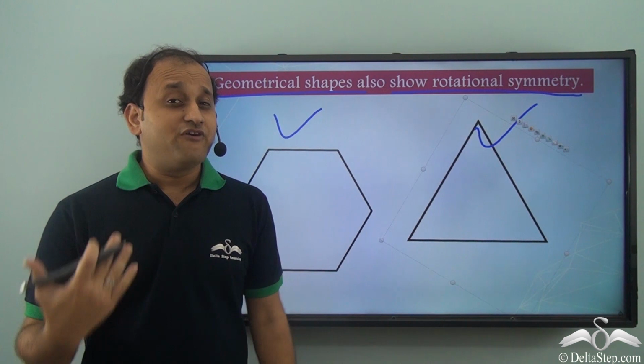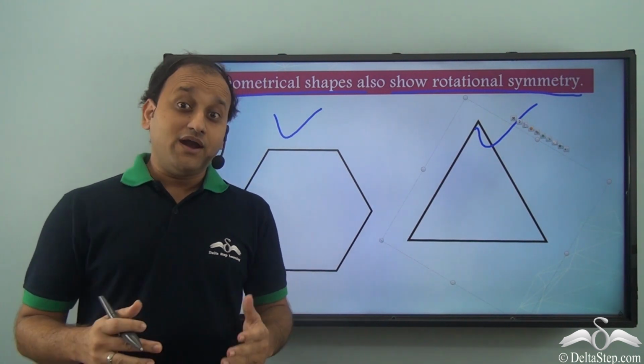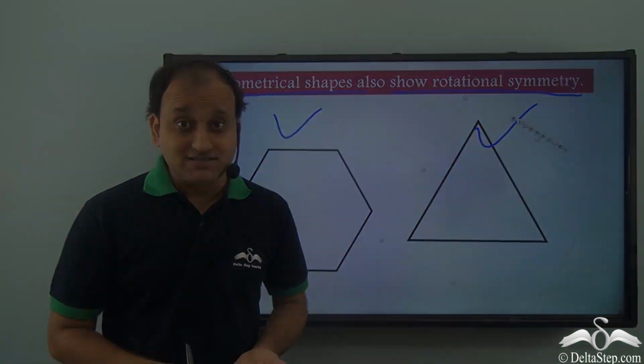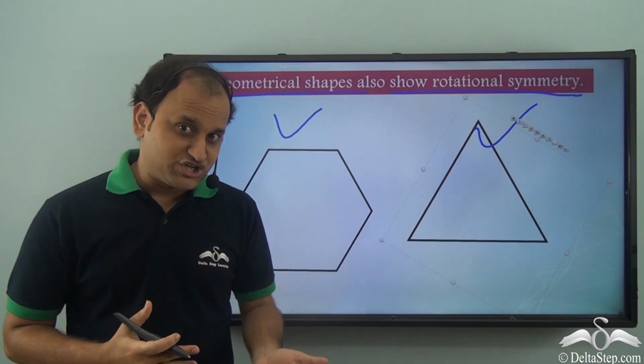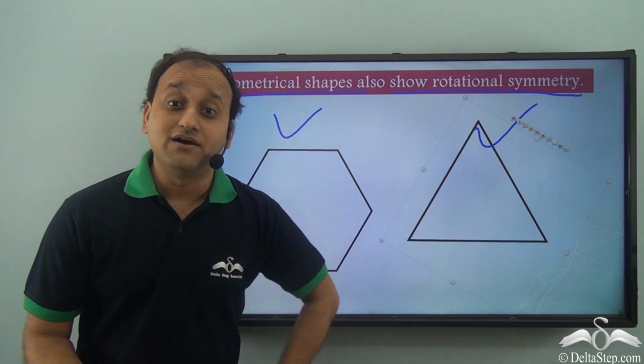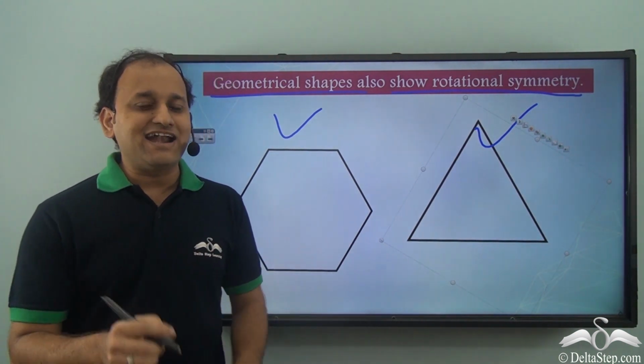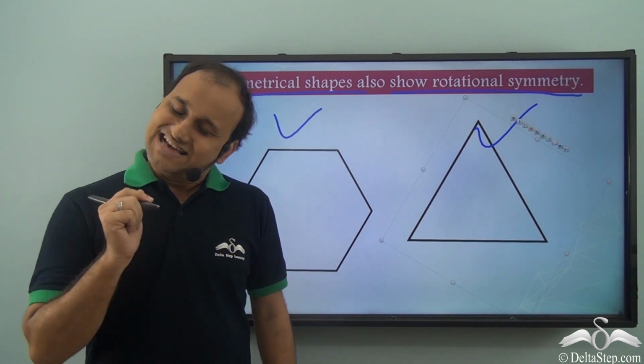So next time, whenever you see an object where all its different parts are making similar angles and they are similar in shape as well as similar in look or color, then you can find out that they will show rotational symmetry.